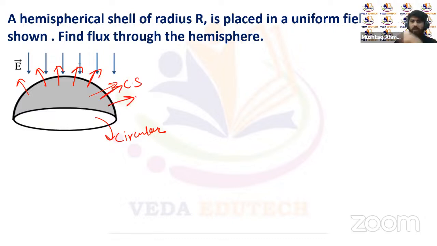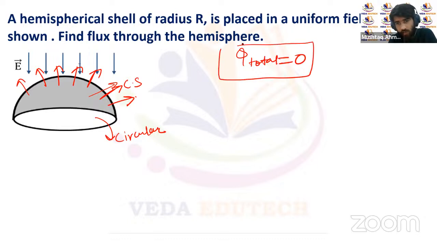But if we talk about the total flux, phi total will be equal to zero. There's no doubt in it. The total flux will be equal to zero. But let's suppose the flux entering through this curved surface area. So we can say flux entering plus flux leaving has to be equal to zero here. In this case, flux is entering from the curved surface portion of this sphere.